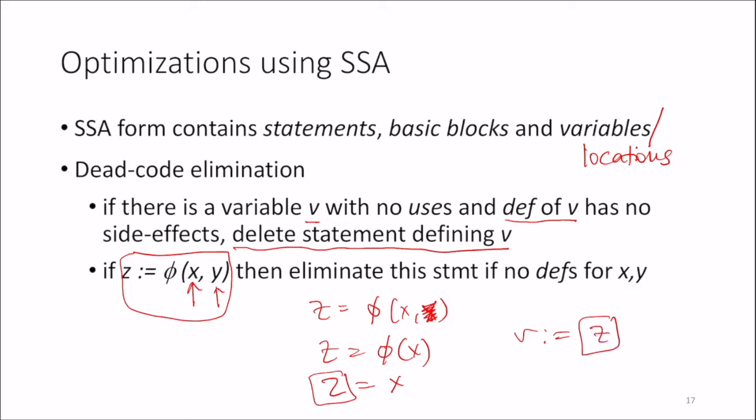I can replace that z with x. I can eliminate this statement as well and therefore eliminate this, etc. So every time I use a z, I can now use x instead. So I end up with v. So we can use these kinds of reasoning in order to optimize the code.